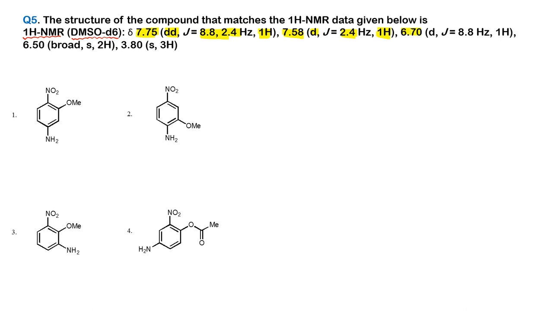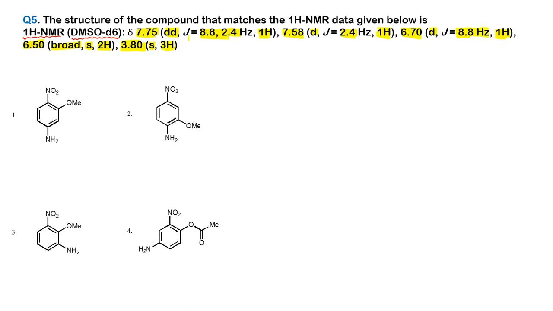The third is 6.70. It is a doublet, and it is showing 8.8 hertz. It corresponds to one proton. 6.50 shows a broad singlet, and it is meant for the two hydrogens. And the last one is 3.8. It is showing a singlet, and it is meant for the three hydrogens.